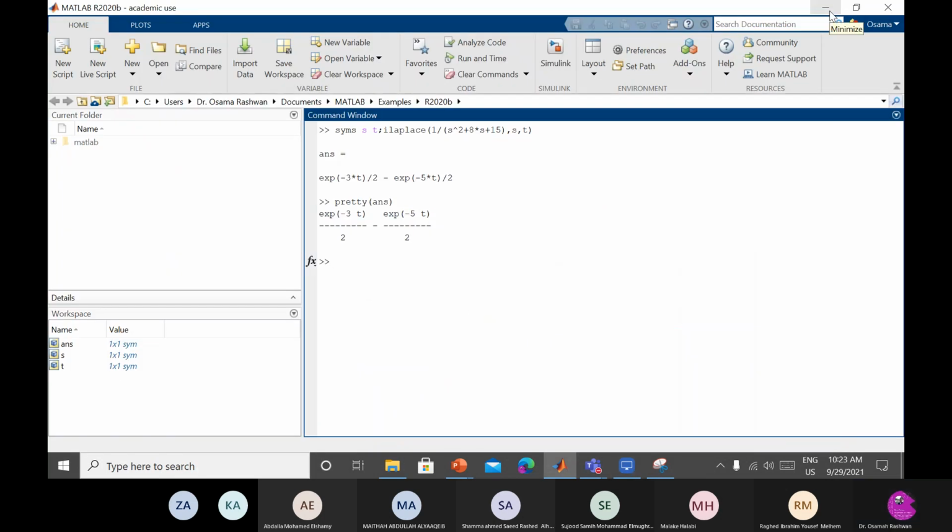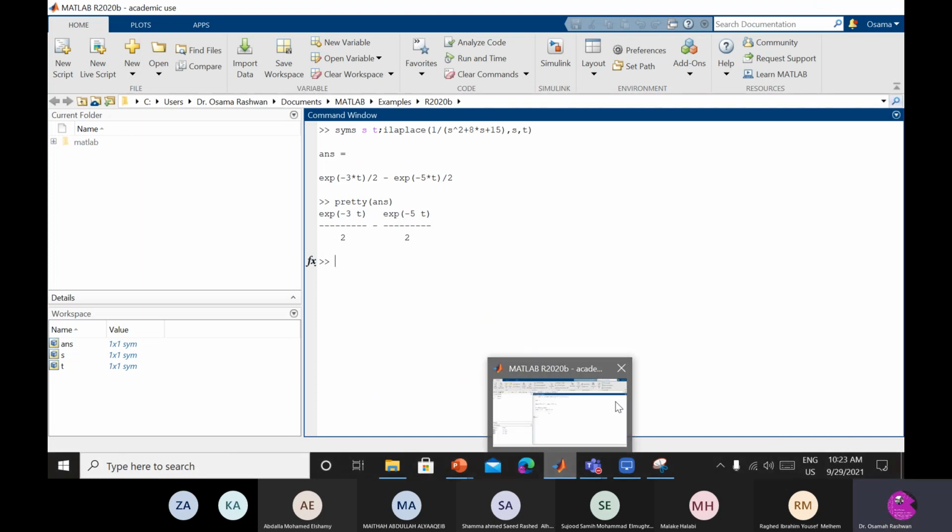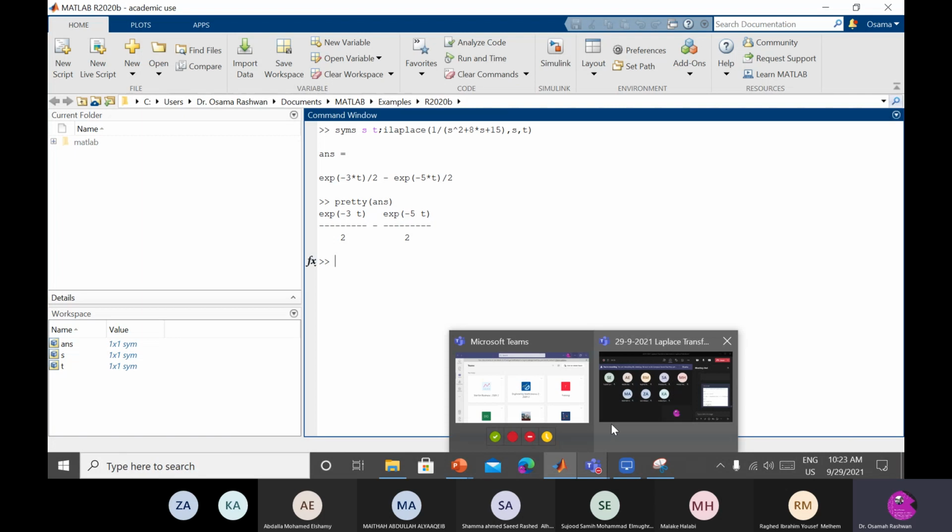Easy? Okay. I will stop recording now and I will give you some examples just to guarantee you can do it easily. And then we will continue solving the differential equation.